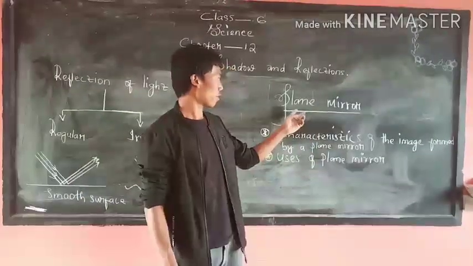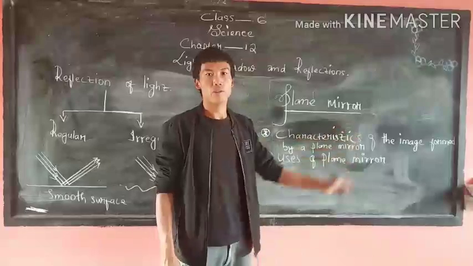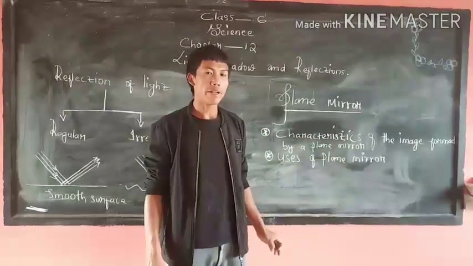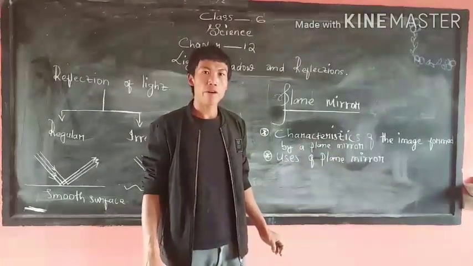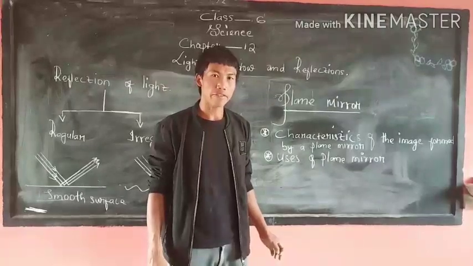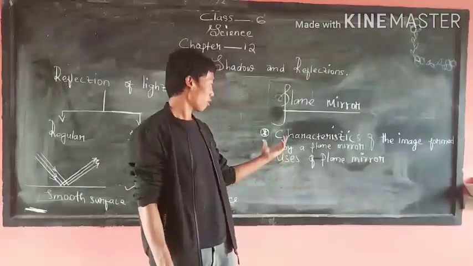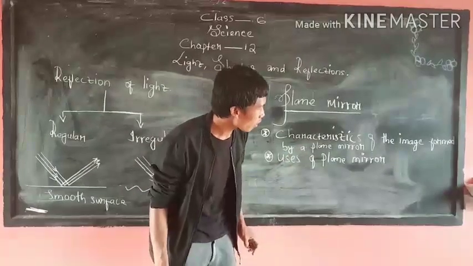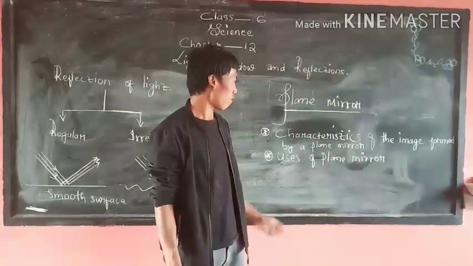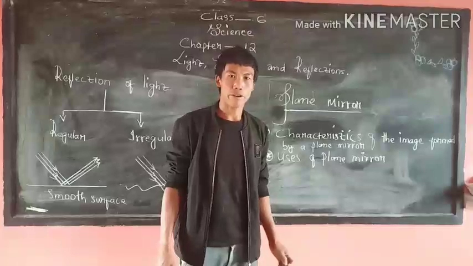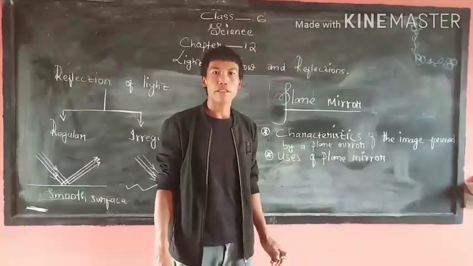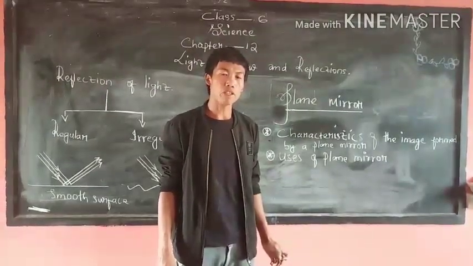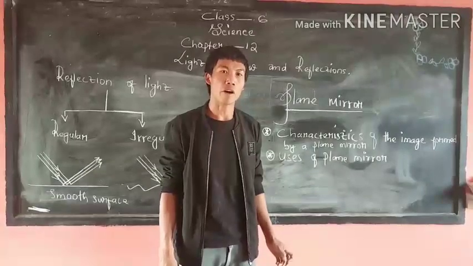The next point comes to plane mirror. So what is a plane mirror? A plane mirror is a mirror which has a reflective surface. Now let us see some of the characteristics of the image formed by a plane mirror. Point number 1, the size of the image is the same as the size of the object.